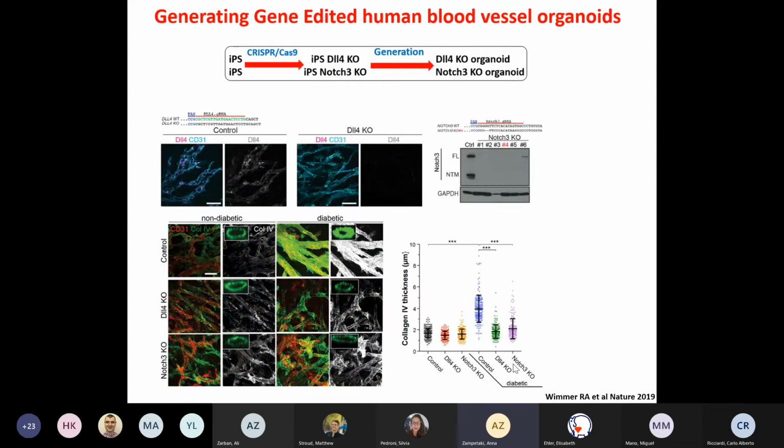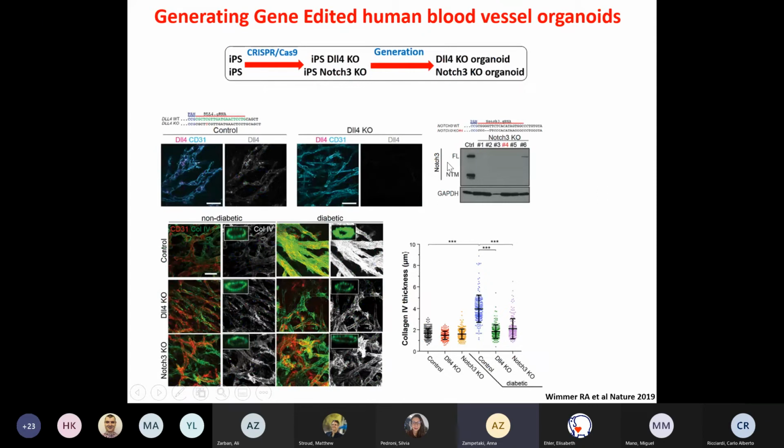Now, I'm not gonna go into all details about the experiments that the authors did to figure out the mechanism of this membrane thickening, but I'll tell you that following drug screening, they identified NOTCH signaling as important in this regulation, and then went on to do gene editing and generate edited blood vessel organoids. So they started with iPS cells, did CRISPR-Cas9 gene editing, generated DLL4 and NOTCH3 knockout lines, and from these lines they generated knockout organoids as well.